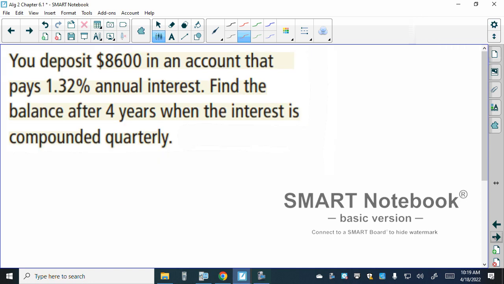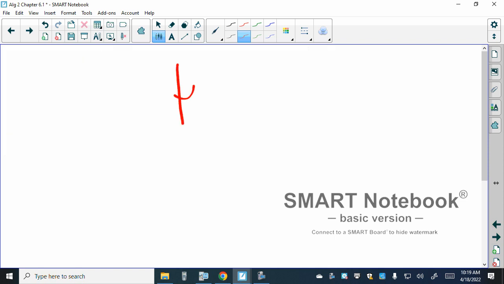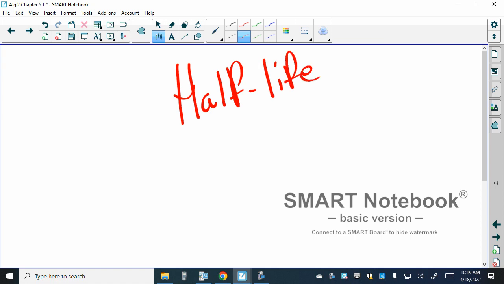And there's other stuff we can do with this here. And one of the other big things with exponential growth and exponential decay that you see a lot is more exponential decay. And we talk about it as half-life with radioactive elements or radiation. We talk about half-life.